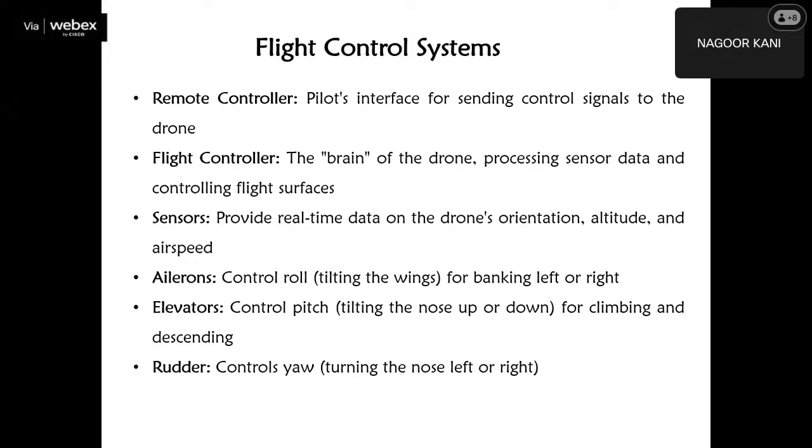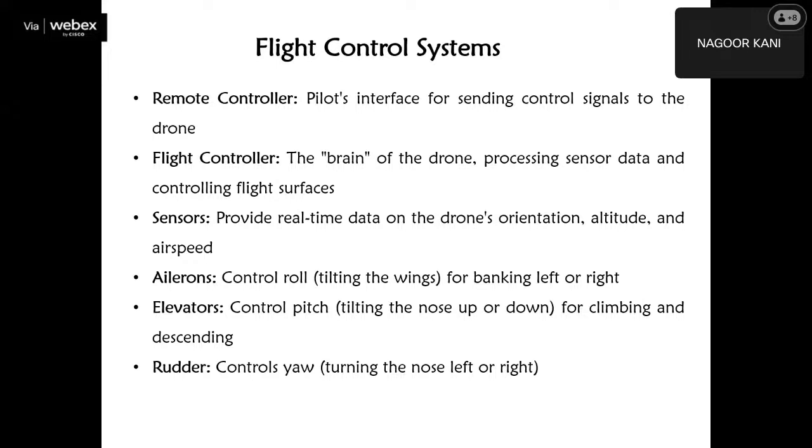So what are the components? So there is the remote controller. It is a pilot interface for sending control signals to the drone. So what is the flight controller? It is literally the brain of a drone. It is processing sensor data and controlling flight surfaces.